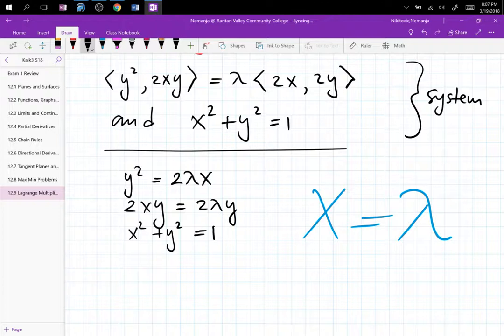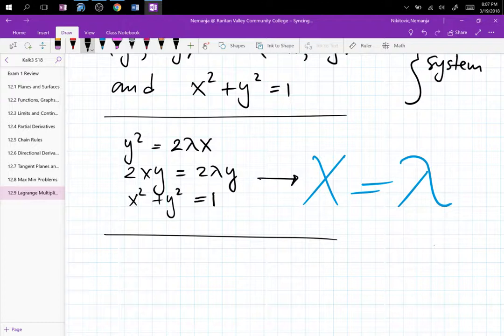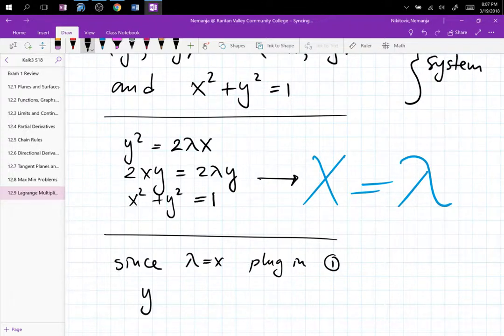From the second equation I have this, which I'm going to plug into the first equation, since lambda equals x. Plug in to get y squared is equal to 2x squared.